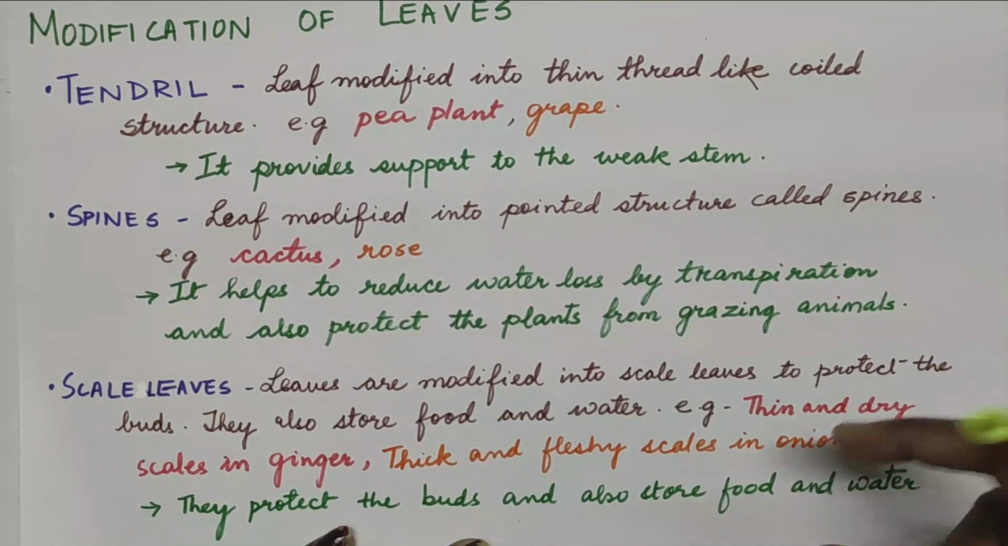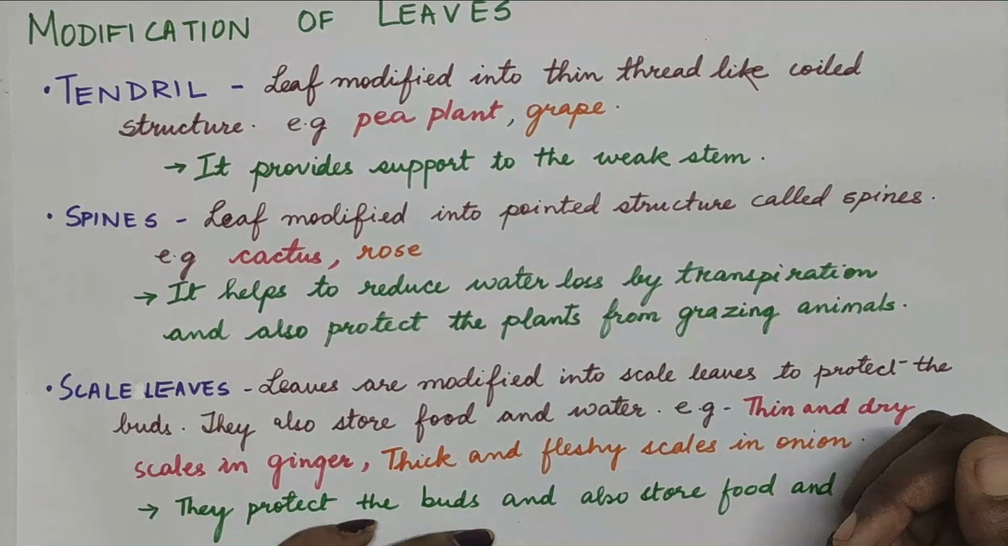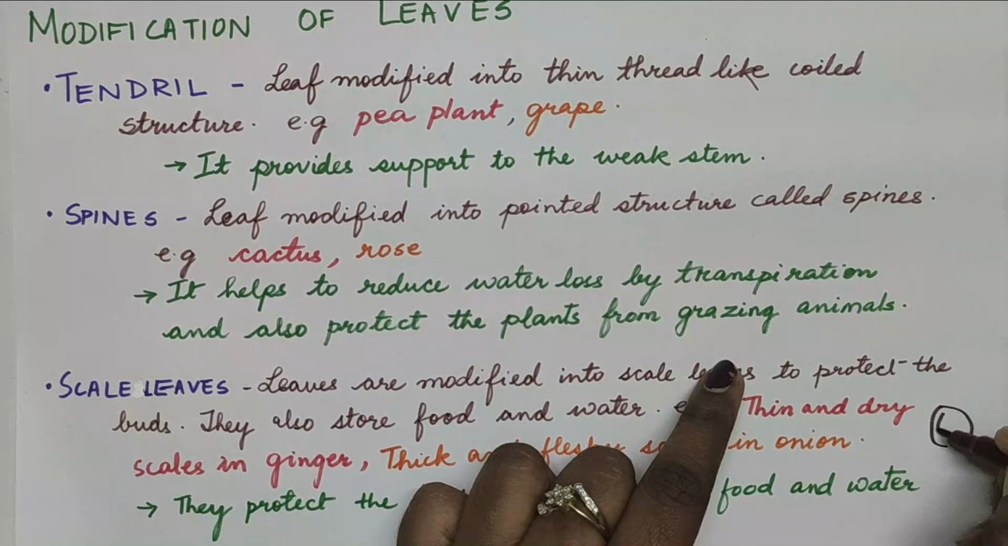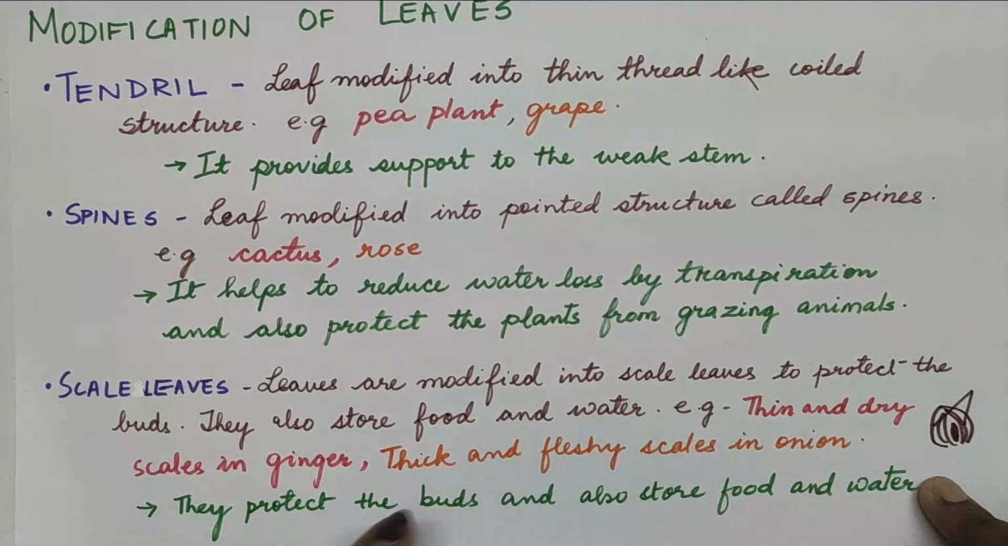So you might have seen the onion. In onion you are having thick and fleshy scales. If you have seen an onion, you know that if you open it up, you will see many scales are there and there is a bud inside them. So these are the scales. They are thick and fleshy.